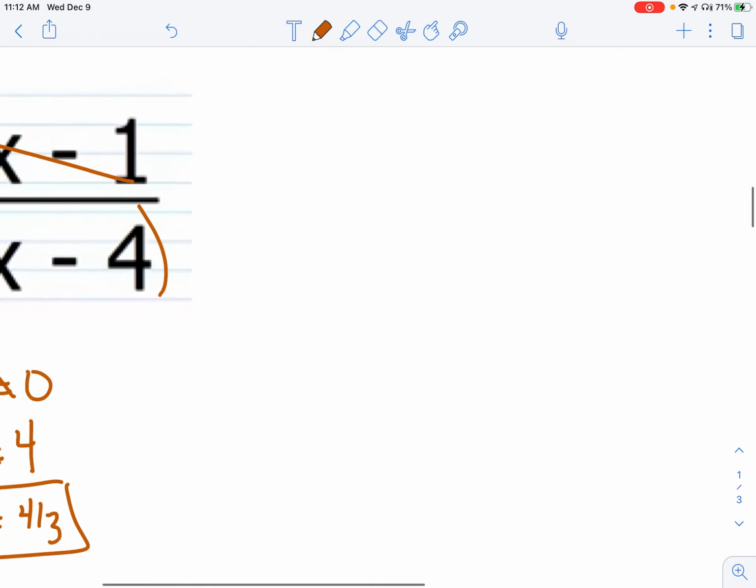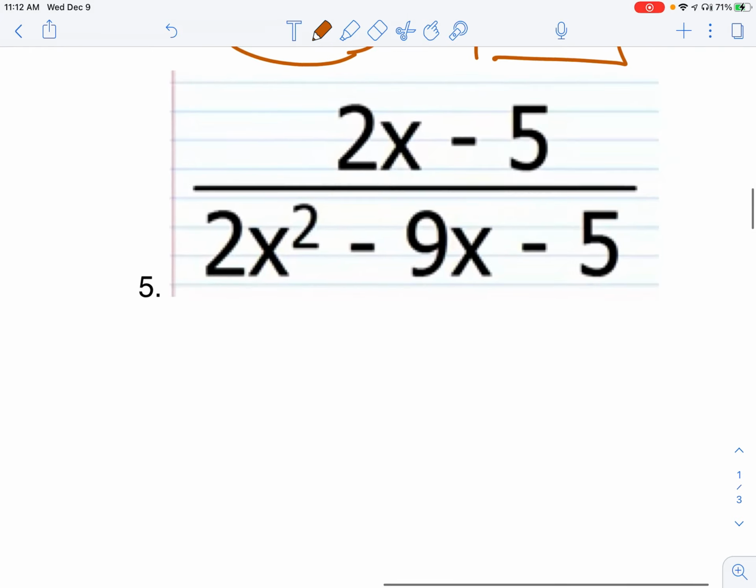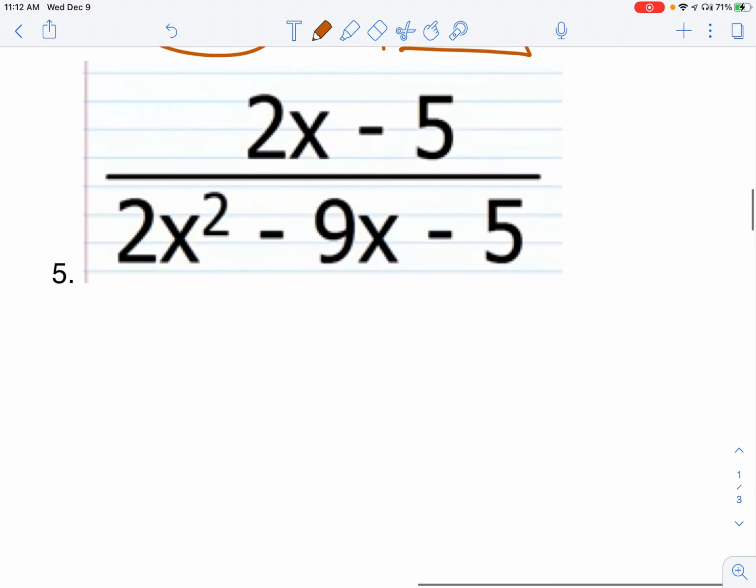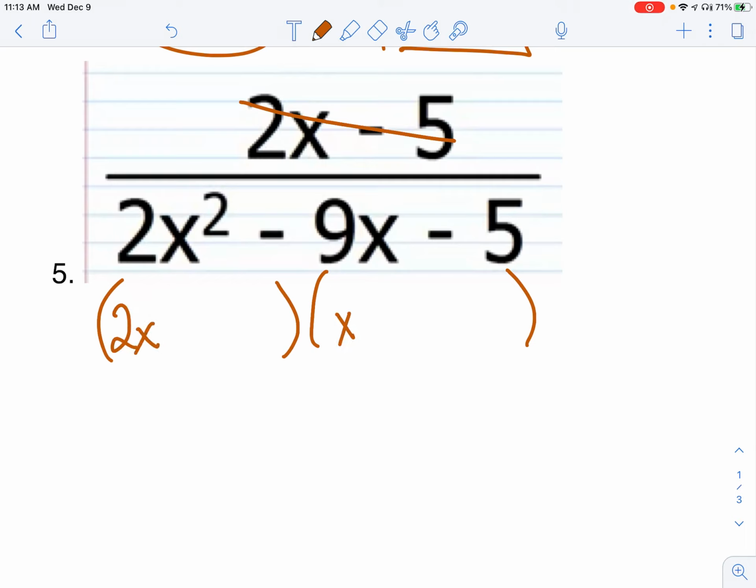It's the only one. Let's take a look at number 5. Number 5, you're not concerned about the first numerator, and there's nothing after it to worry about. So you have to factor the denominator. I would ask that you pause the video and try factoring this yourself. However, that is completely your choice if you're going to do that or not.